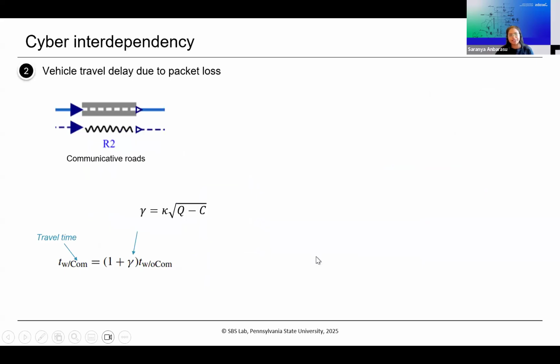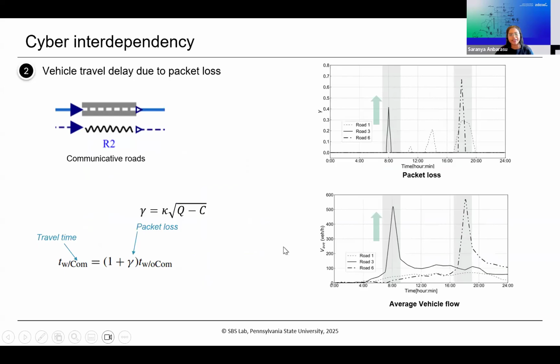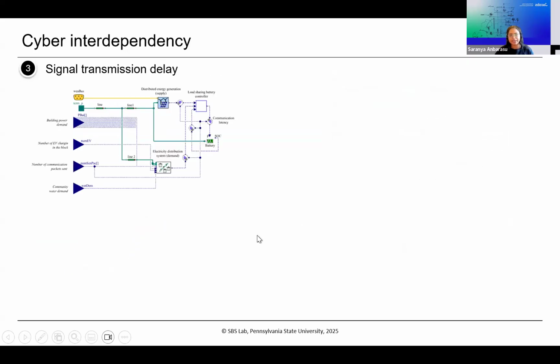Another interesting cyber interdependency we traced was that vehicles are going to be traveling on roads, and if there's congestion on the roads, there's also going to be a large number of packets transmitted from those roads, and we are also going to see some packet losses happening. So that will be a larger packet loss. We also included another, communicative roads, where the travel times are extended further because of these losses in data packets. So that's another interdependency we traced.